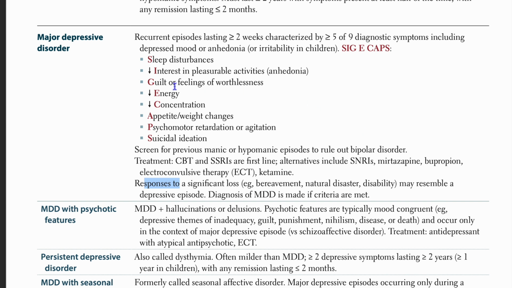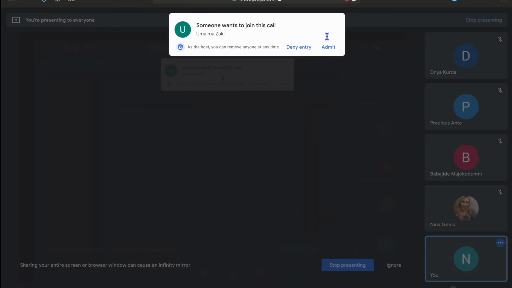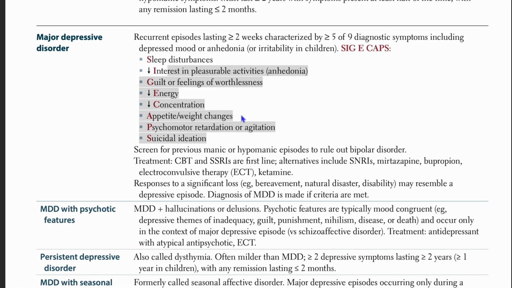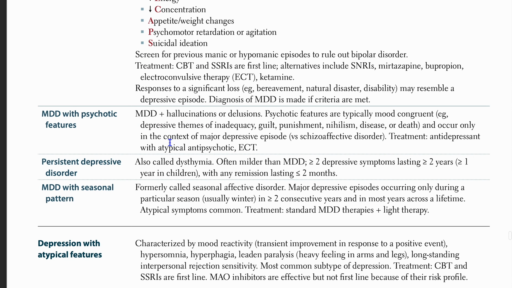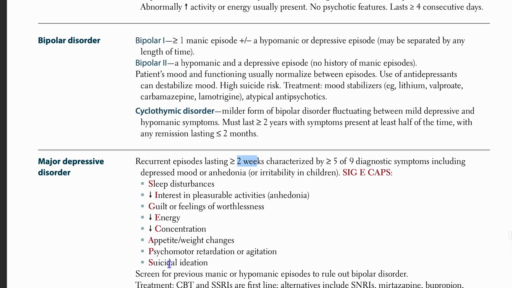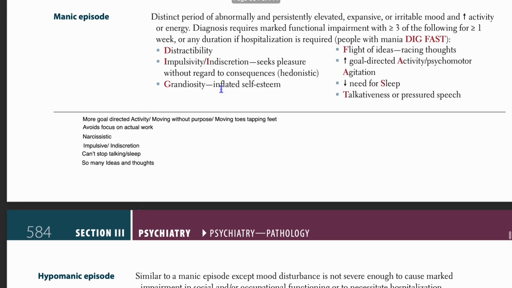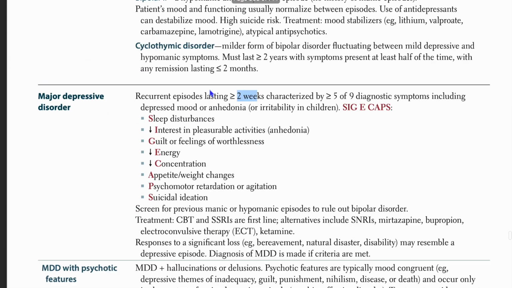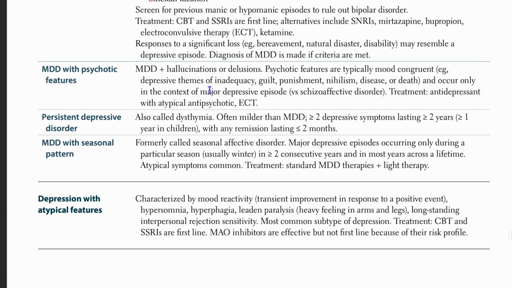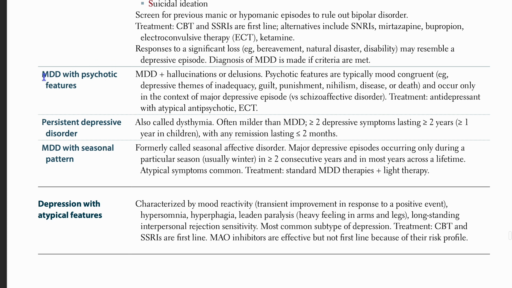And the criteria is they've got to have 5 of these things happening. So they'll give you a long history for this one, right? And it has to last for 2 or more weeks. Okay, so you've got to remember these symptoms. You've got to remember the manic ones, and you also have to remember the schizophrenia ones. Okay, so go over that.